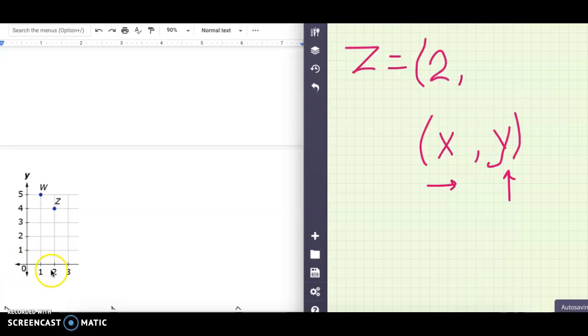And then once I walk to my rocket, I'm going to take off and go all the way up to 4. So this point is 2, 4. Now in the Edpuzzle, go ahead and enter in the correct coordinates for W.